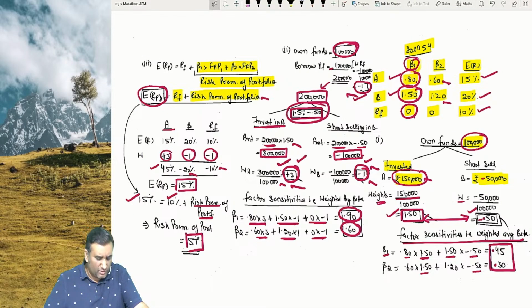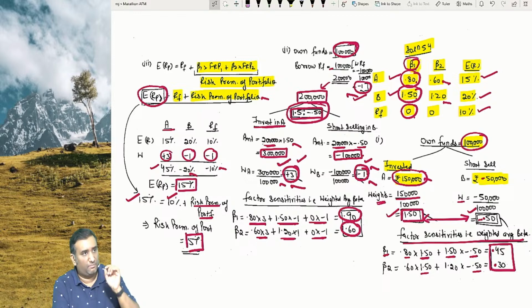Do not get confused with beta 1, beta 2 and so on. Make sure you are putting the data perfectly well. It's the weighted average beta you are calculating. Beta 1 and beta 2 represent only A and B, and you're finding the weighted average beta. That's it. Weights you are finding. Negative weights is basically whatever you are foregoing from your side.